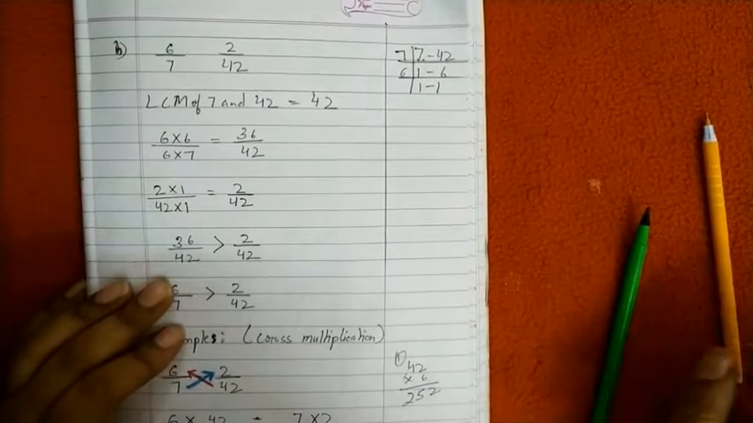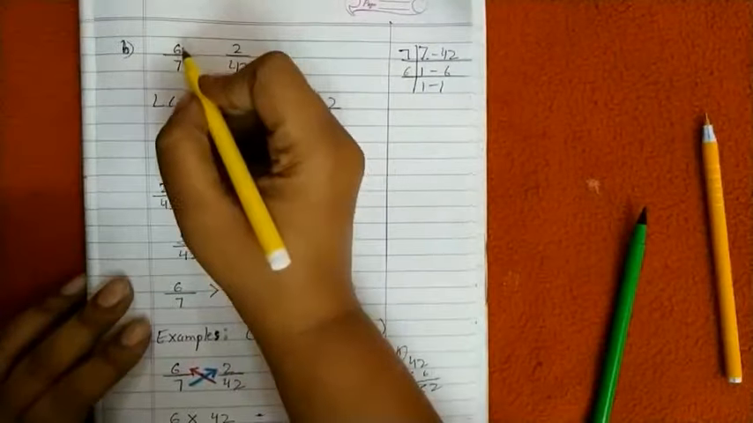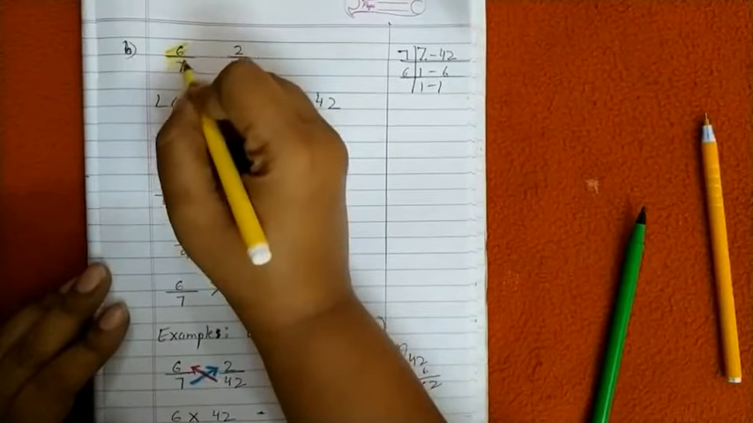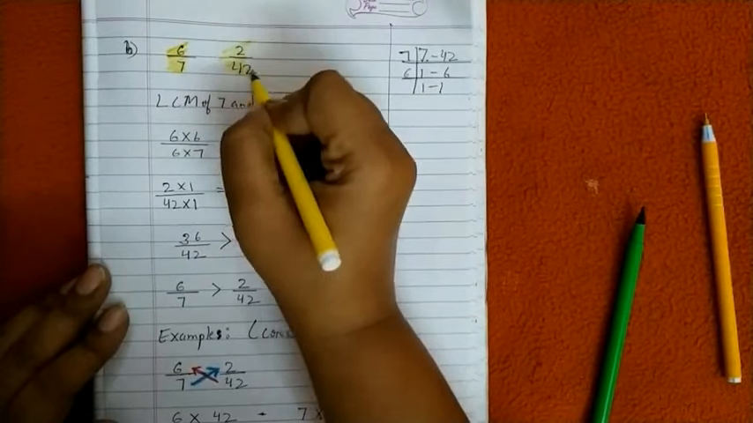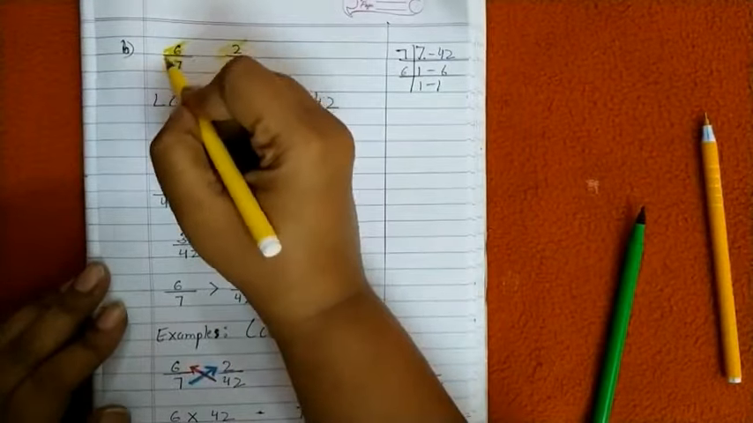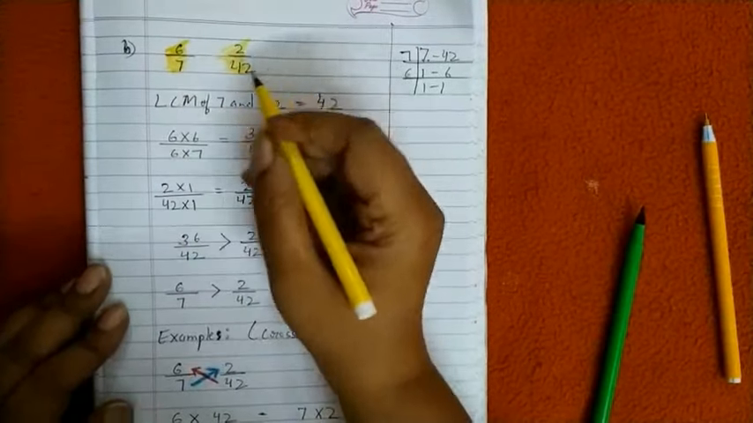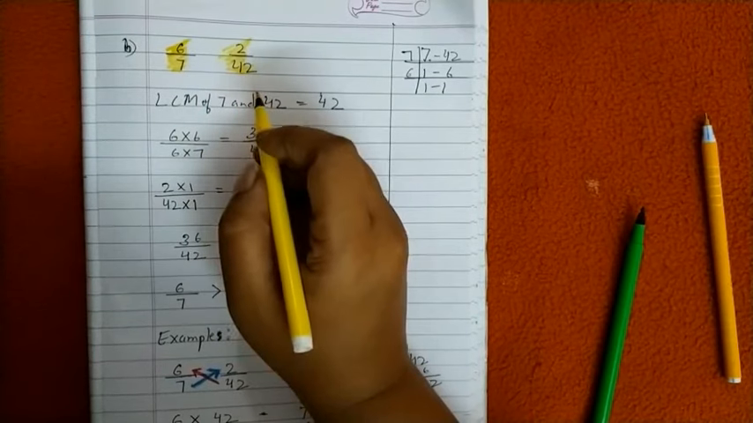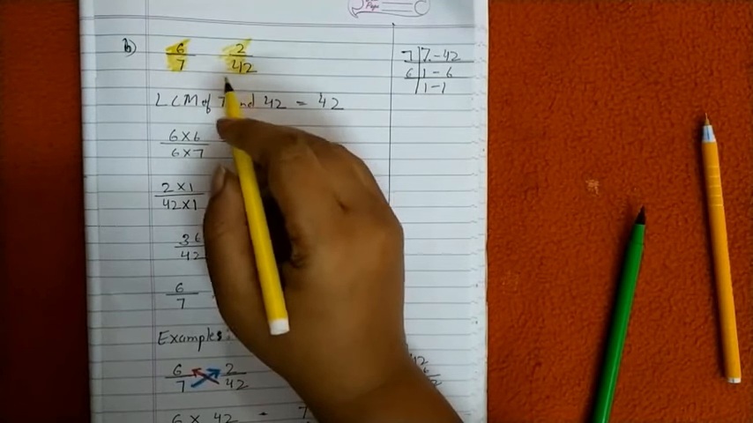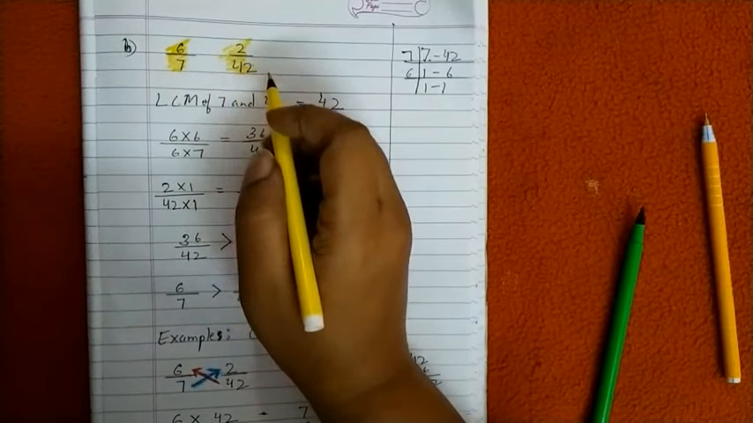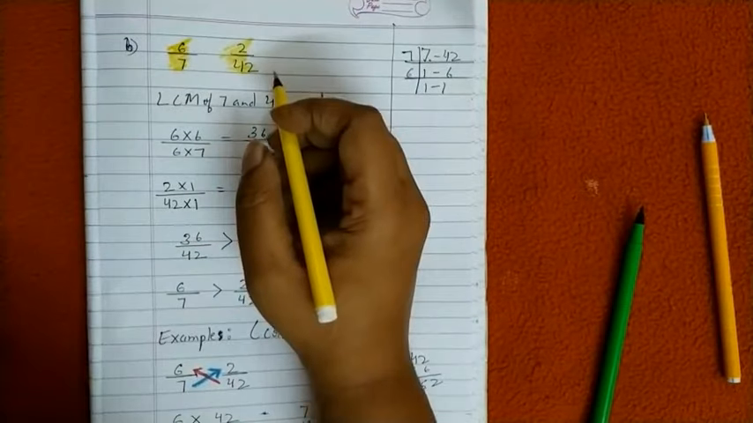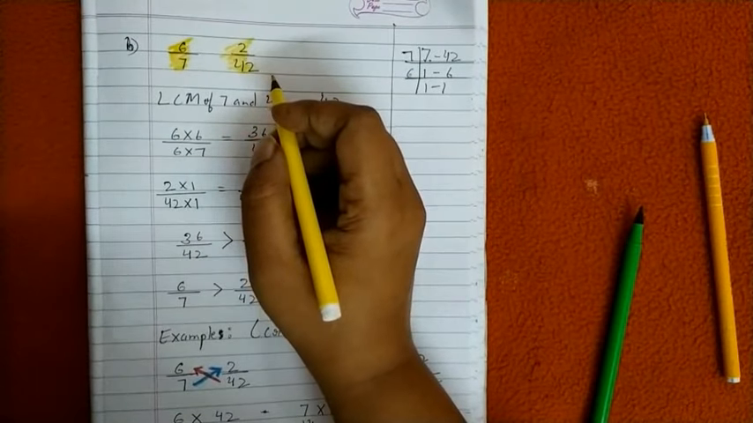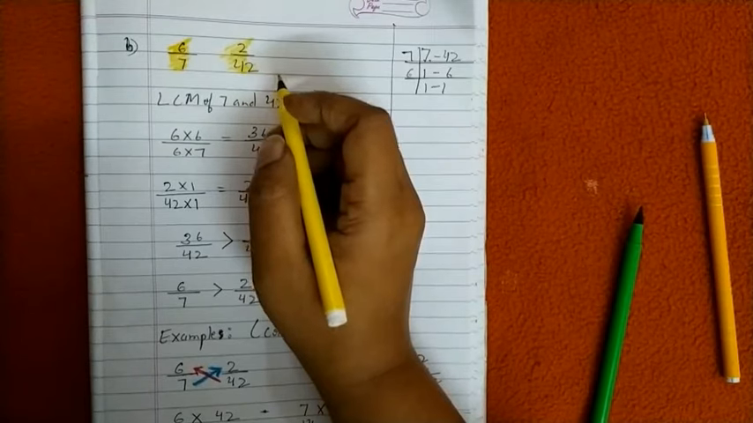Now, children, let's take one more example. Here I have taken again two fractions, 6 upon 7 and 2 upon 42. Children, here you can see again we are having different denominators. Different denominators means unlike fractions. To compare unlike fractions, you have to change them into like fractions.